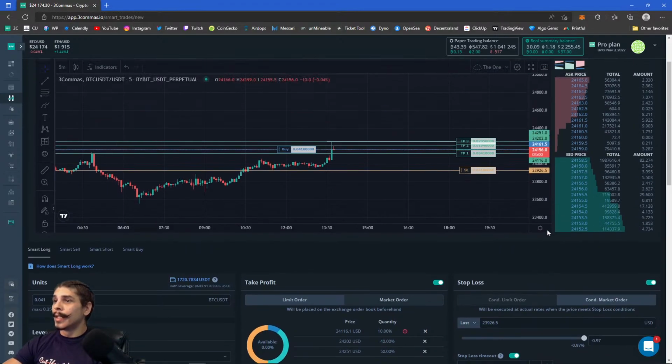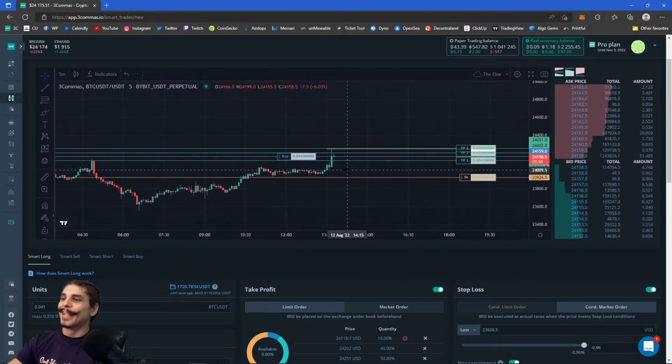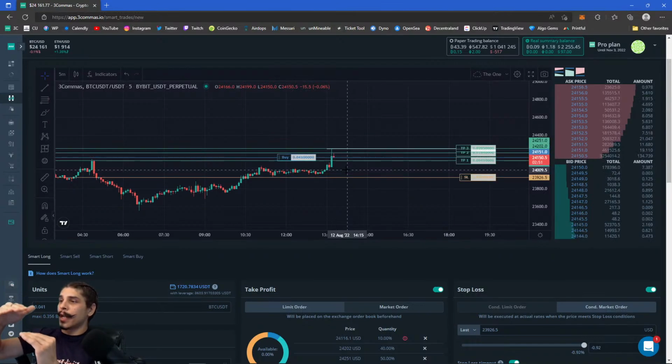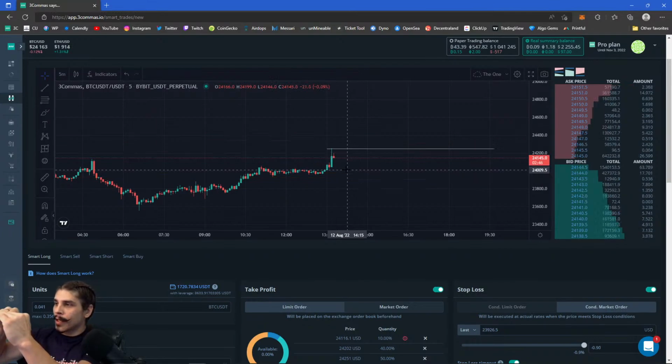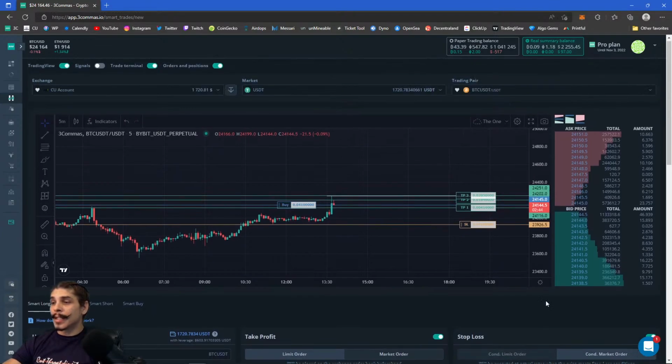But initially, wherever the limit order is, wherever the stop loss is from your entry, it's going to maintain that distance. So imagine as price goes up and you're getting your take profits filled, even if you're in between two take profits and price reverses back down, your trailing stop loss is going to be there. So it's actually a nice tool.